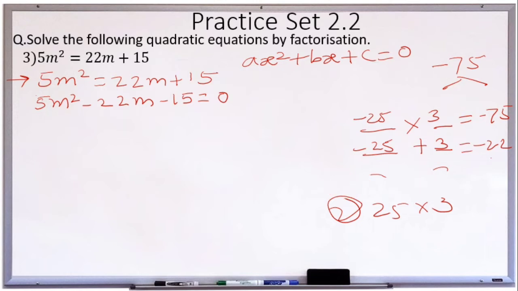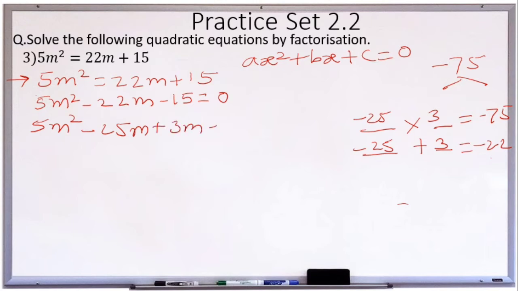Now solving our actual equation here. 5m square, first factor is minus 25m and second is plus 3m minus 15 is equal to 0. Now taking common terms out. Now this is third example going on. You can see here that in each example of factorization only the second step is important, of splitting the middle term. Other things are very easy, only you have to be careful while finding the factors of the numbers.